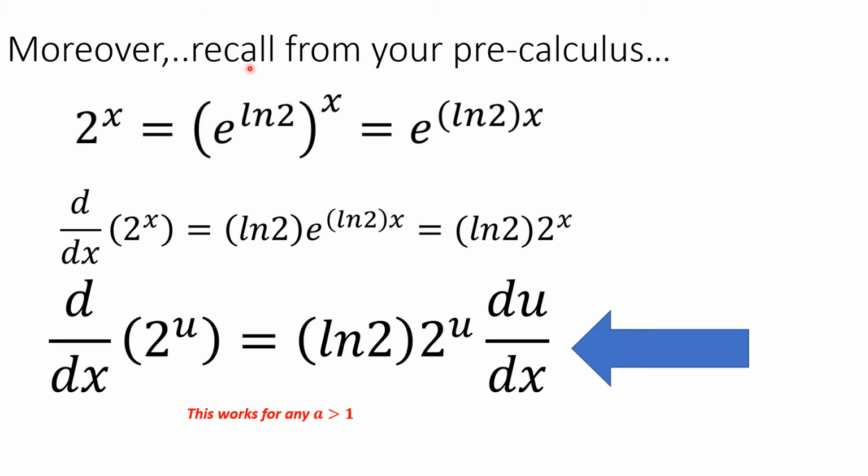Now, moreover, since we were using e as a base, you might say, oh, but there could be other bases that I could have. And so it's important that you recall from your pre-calculus that 2 to the x can be written in this way. You see, since e and the natural logarithm are inverse functions of each other, e to the ln 2 is actually 2. So I'm replacing 2 with this, but then I use my properties of exponents.